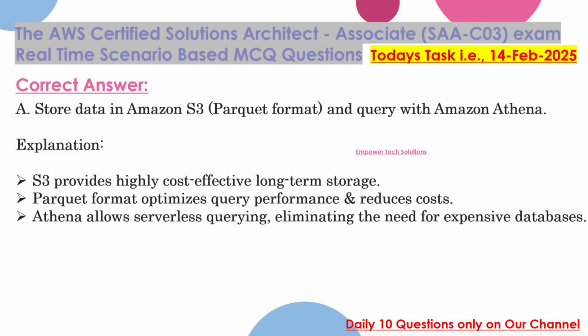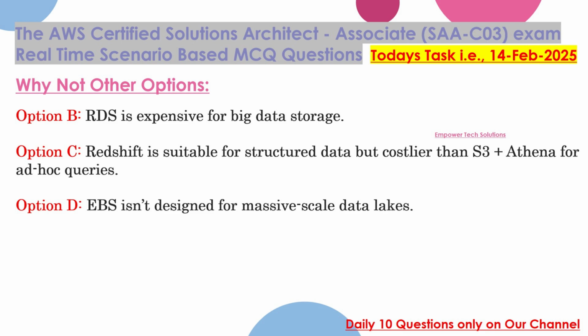Explanation: S3 provides highly cost-effective long-term storage. Parquet format optimizes query performance and reduces costs. Athena allows serverless querying, eliminating the need for expensive databases. Why not other options? Option B. RDS is expensive for big data storage. Option C.